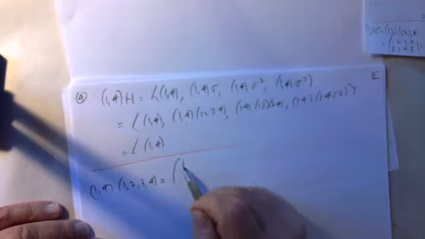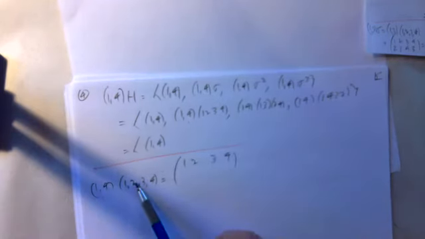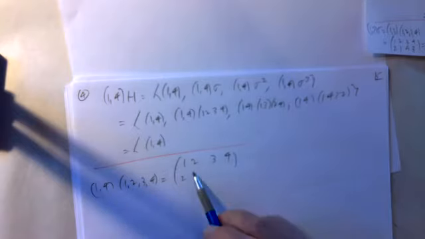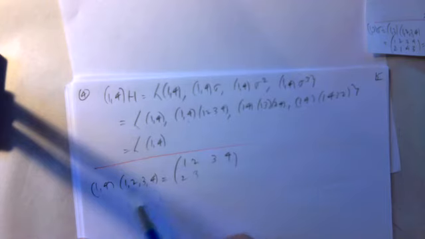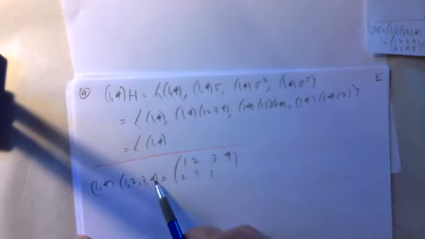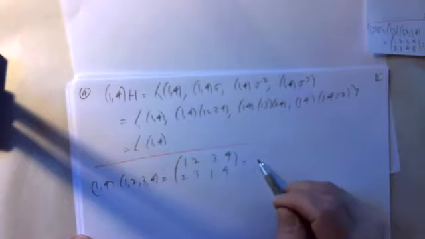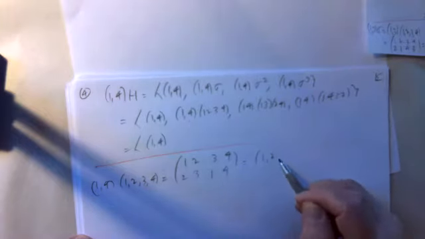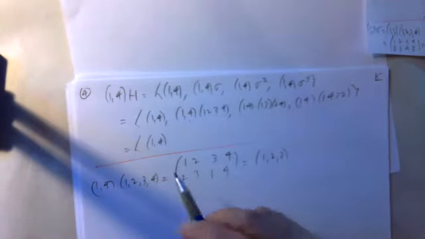What is 1, 4 times 1, 2, 3, 4? I'll start by writing in standard form. 1 goes to 2, goes to 2. 2 goes to 3, goes to 3. 3 goes to 4, 4 goes to 1. 4 goes to 1, 1 goes to 4. So this is the permutation: 1 goes to 2, goes to 3, goes back to 1. It's that 3 cycle.